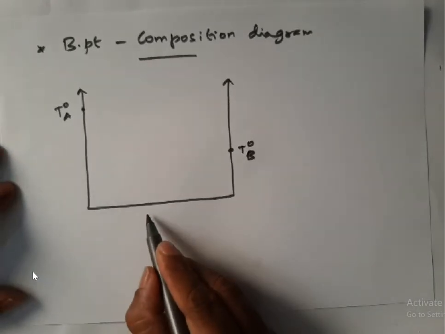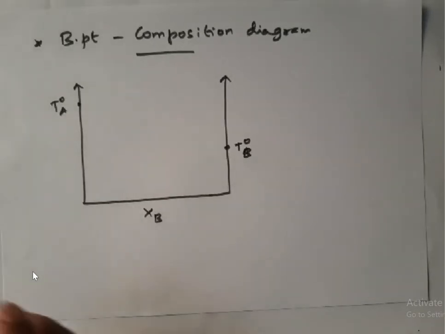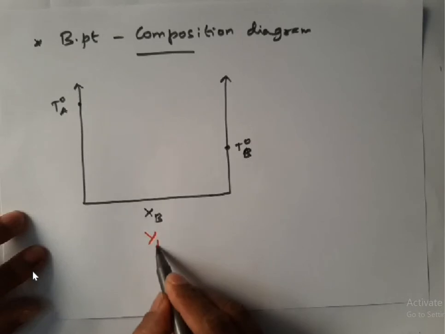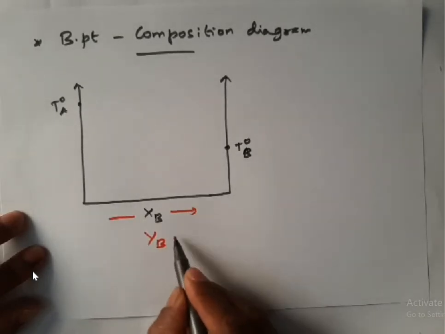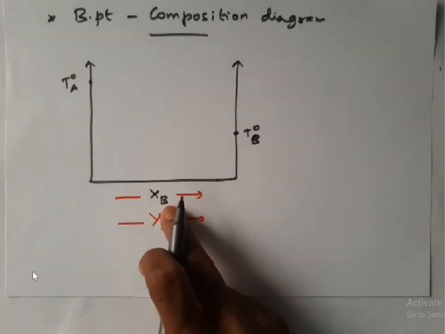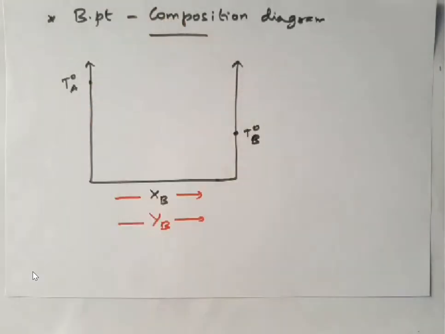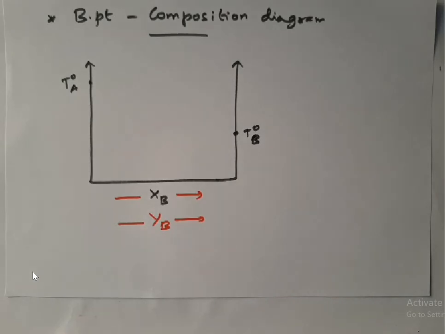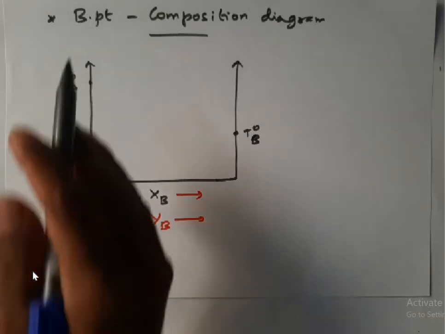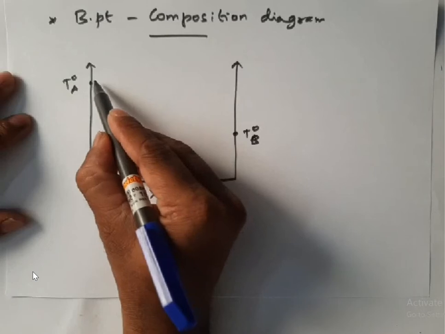Now I'm going to plot the mole fraction of B in the liquid state and the mole fraction of B in the vapor state also. Students, observe carefully, this is very important. I'm plotting both in the same diagram. How will the diagram look? Since the solution shows negative deviation, the boiling point of the solution will be more at different compositions. So let me show it like this.